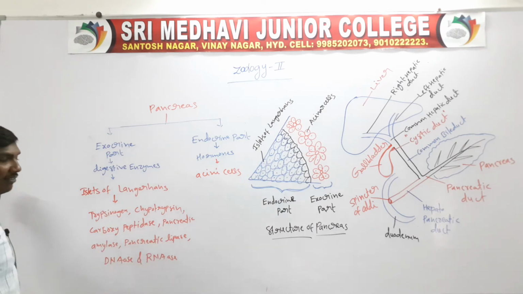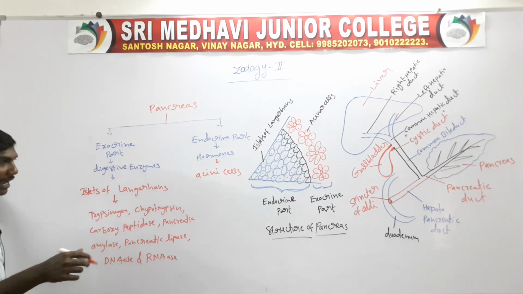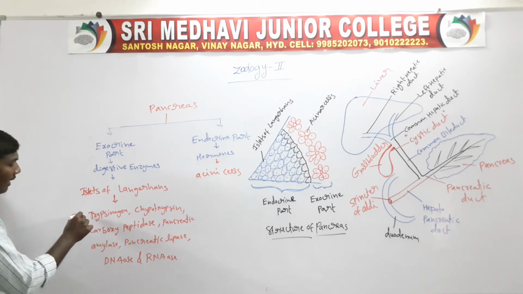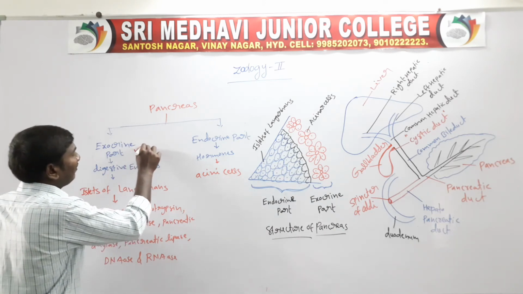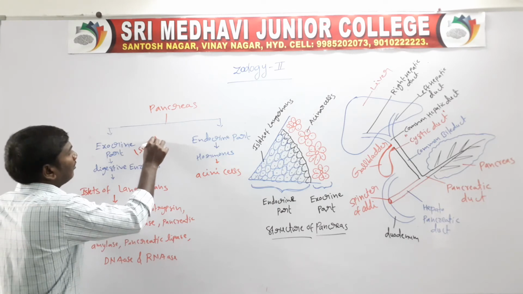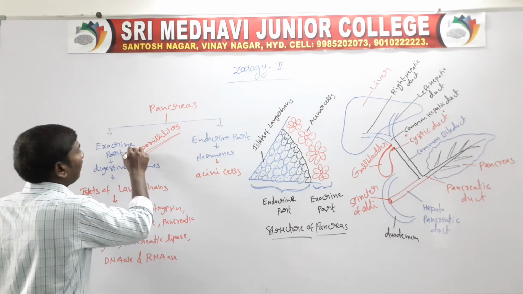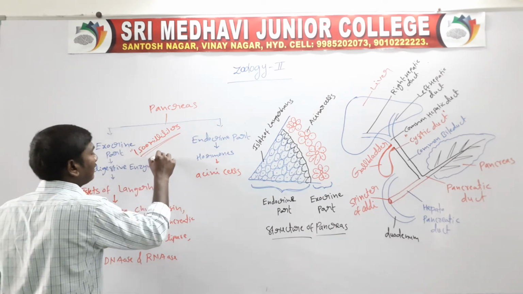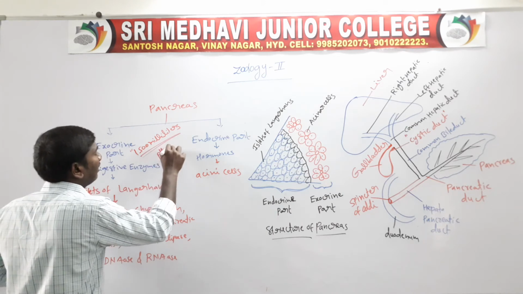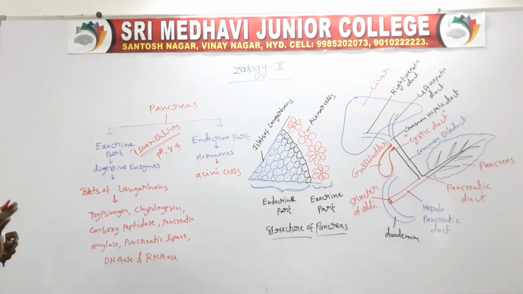Next, the pancreatic juice released per day from the exocrine part is 1500 milliliters. The pancreatic juice pH is 8.4.